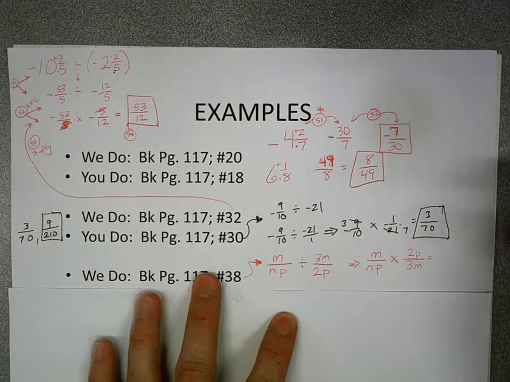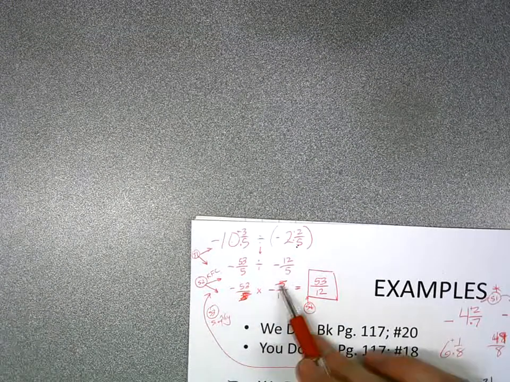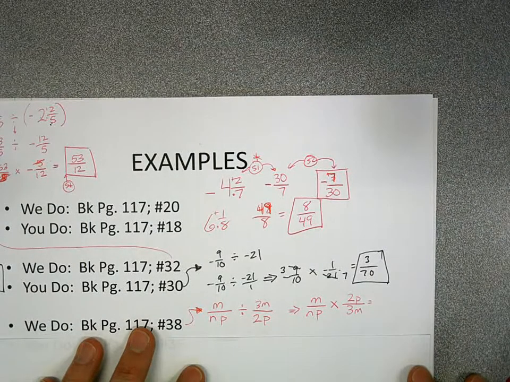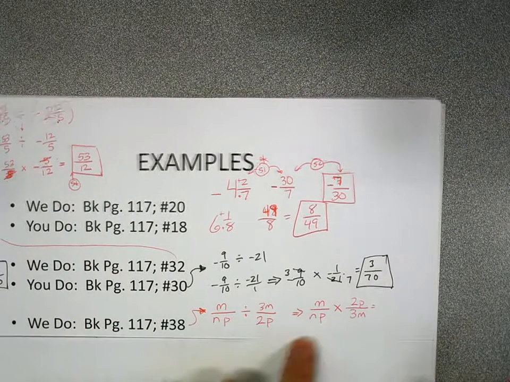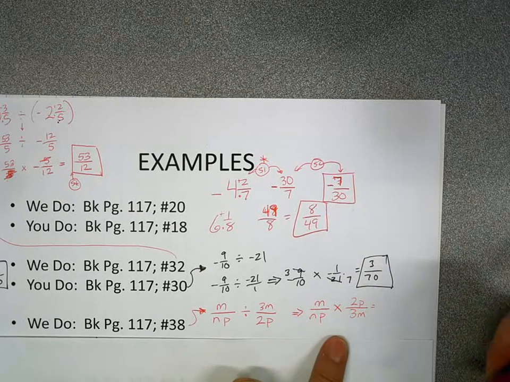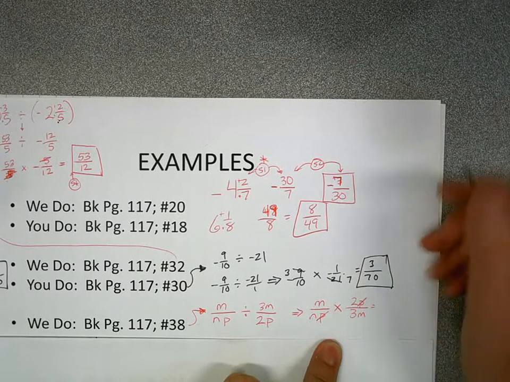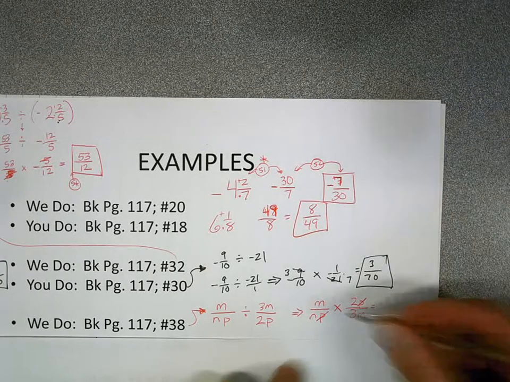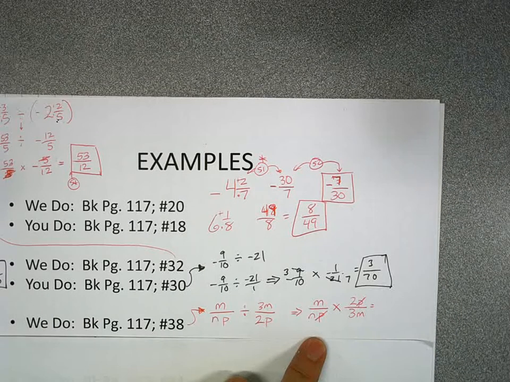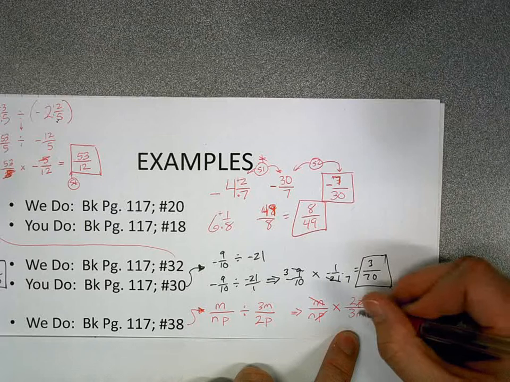Where are they? Right here. These two integers were the same. Variables represent integers, and in the same problem they'll represent the same integer. You see, this is really n times p, and this is 2 times p. Guess what we can cross-cancel? The p's, because it is multiplication. The m's? Absolutely. M here, m here. Cross-cancel.